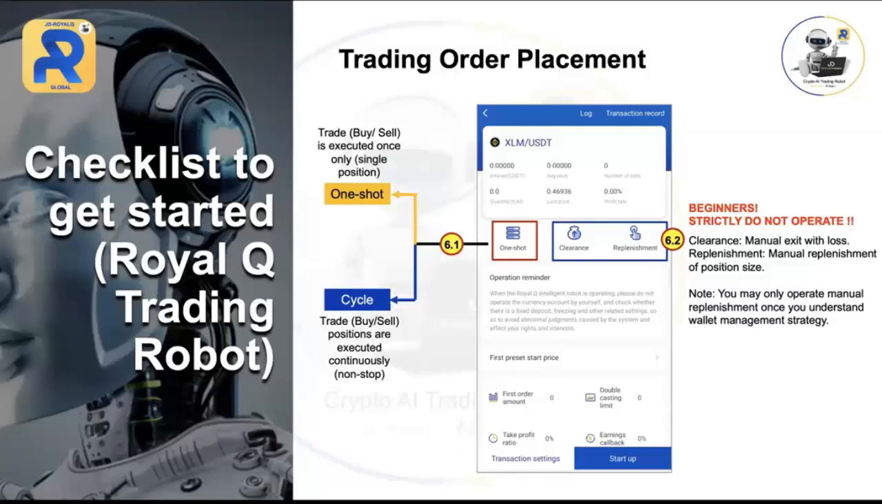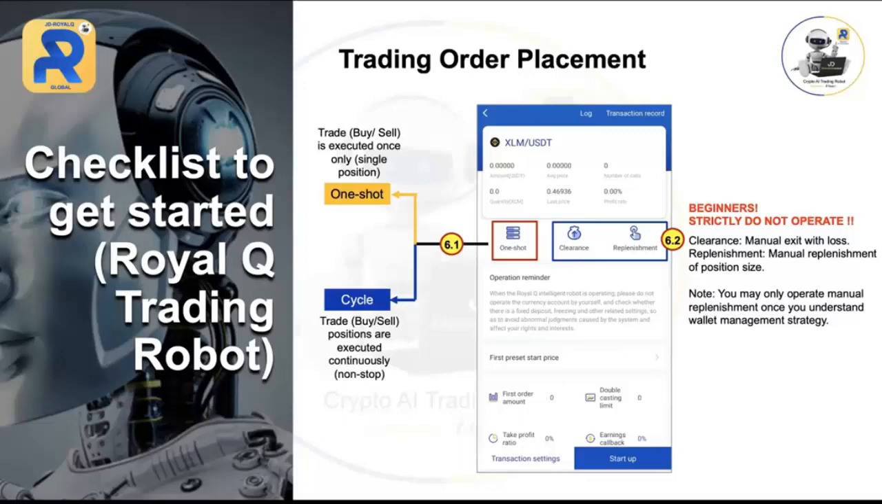Don't do that. Now, replenishment here, I've already shown you the manual replenishment function. If you are a beginner, you may not want to use this yet. Allow the robot to do it automatically. But if you are a beginner who already understands how to go about it, and you have enough reserve in your fund, so don't worry about it, you can then go and do the manual replenishment.